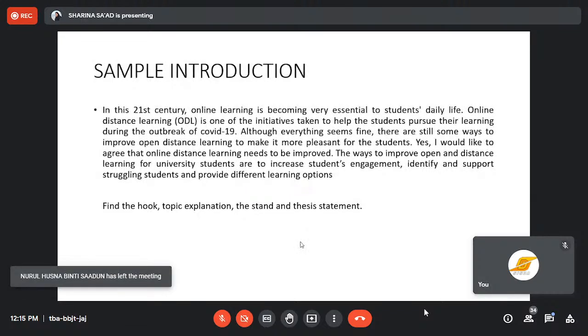Okay, so can you tell me where is the hook? In this introduction, where is the hook? Can somebody reply? You just have to tell me where it is and then read that sentence. Where is the hook? In this 21st century, online learning is becoming very essential to students' daily life. Is the hook. Okay, that is the hook.